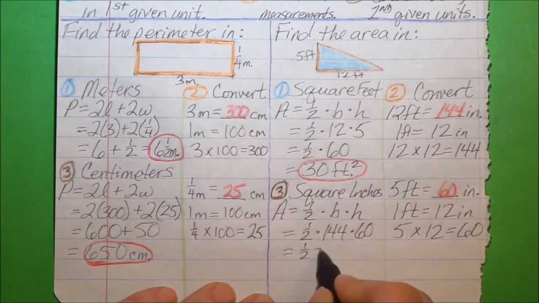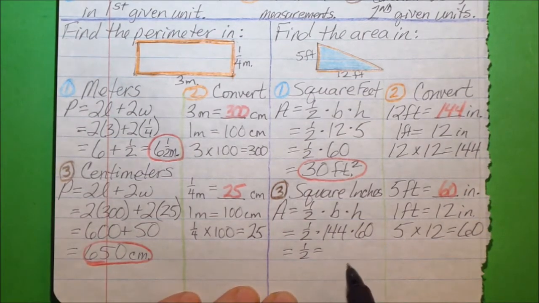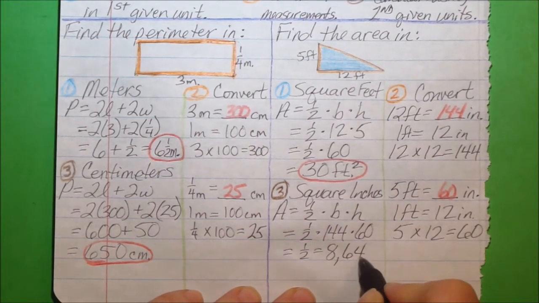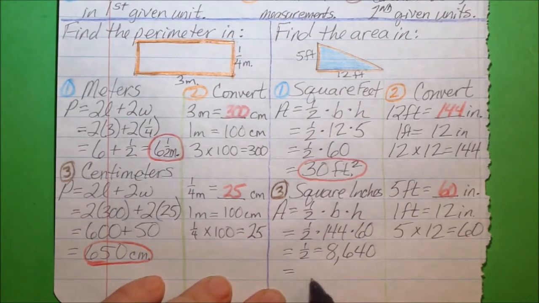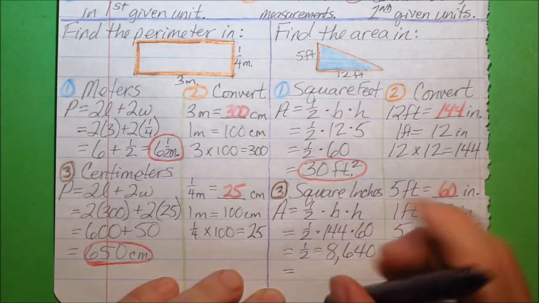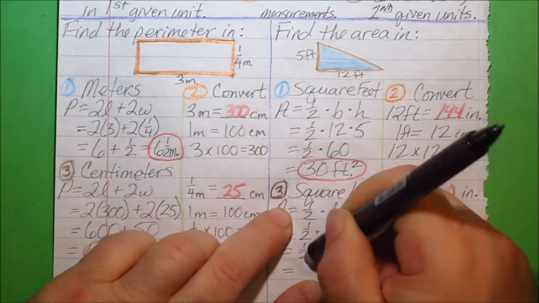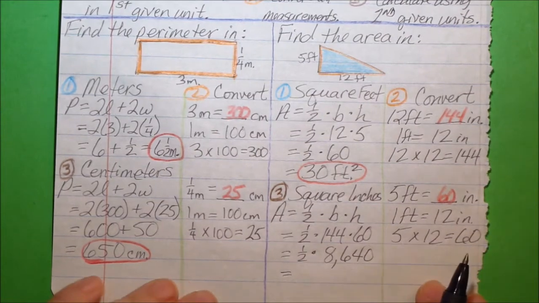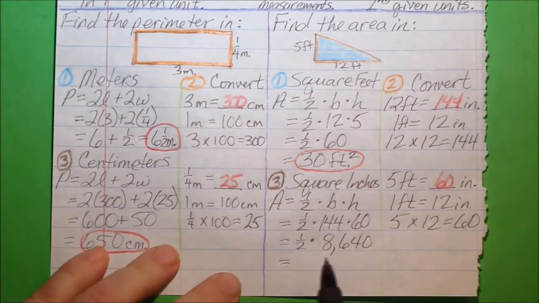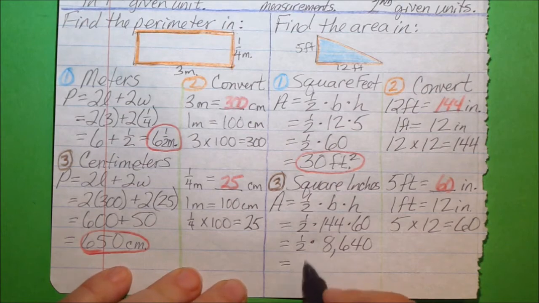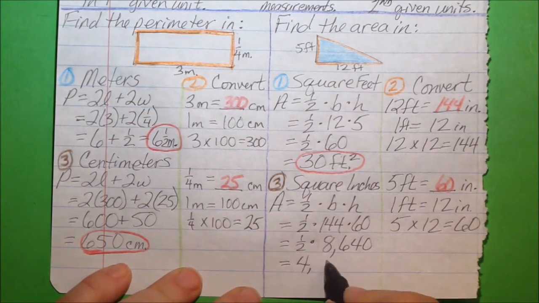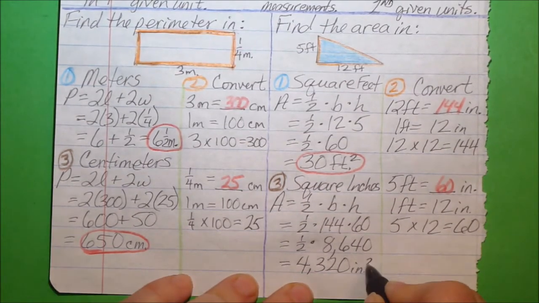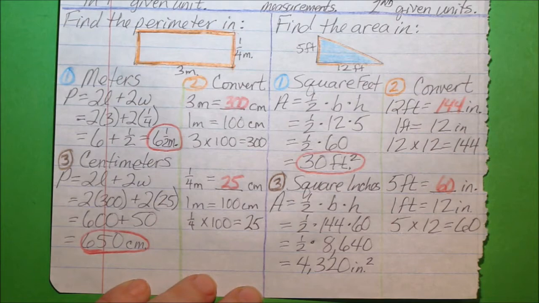And bring down the 1/2 again, and I'm just going to tell you that 144 times 60 is 8,640. And 1/2 of 8,640, oops, I put a little equal sign there, didn't I? Sorry, that should be a multiply still. 1/2 times something is the same thing as saying 1/2 of something. So 1/2 of this is 4,320 inches squared. This is area squared. All right.